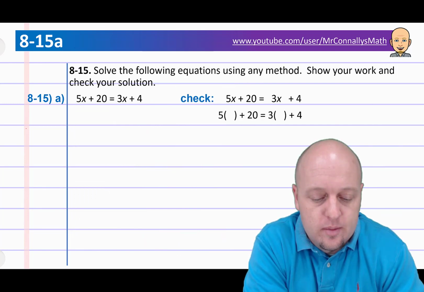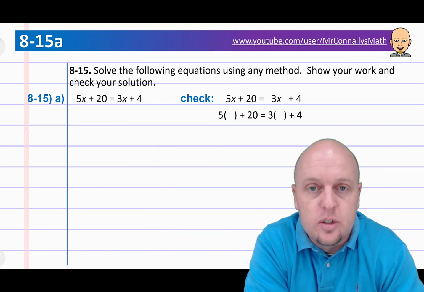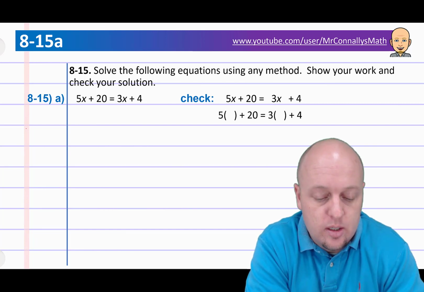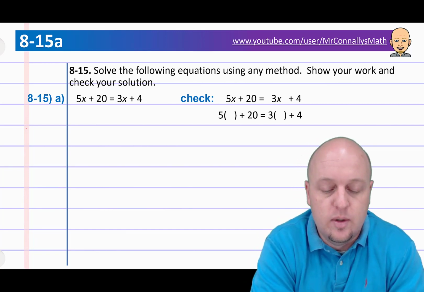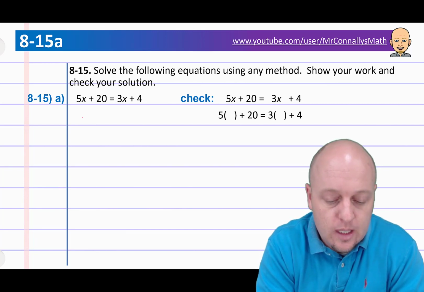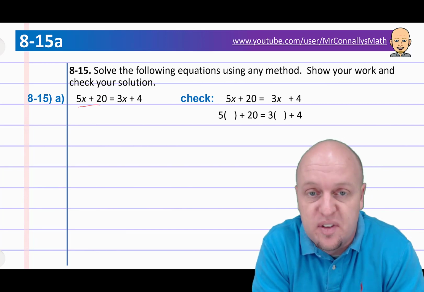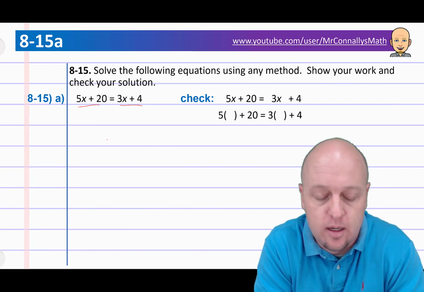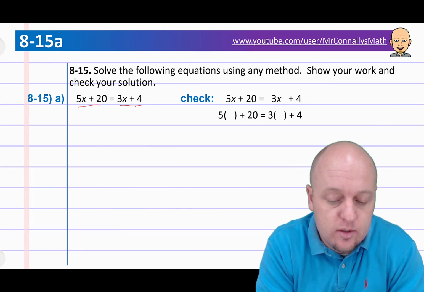All right, let's go on. Question 15, solve the following equations using any method. Show your work and check your solution. Okay, so 5x plus 20 equals 3x plus 4. Let's look on the left side. Is there anything to simplify? No. Right side? Nope. Those are unlike terms. We can't combine them. So let's look at the x's.